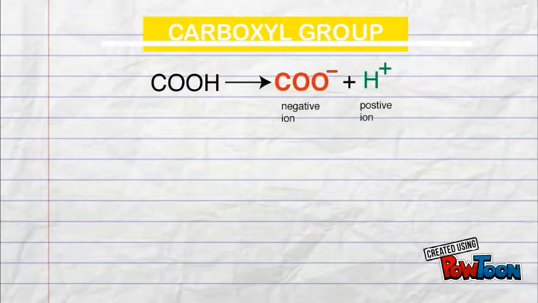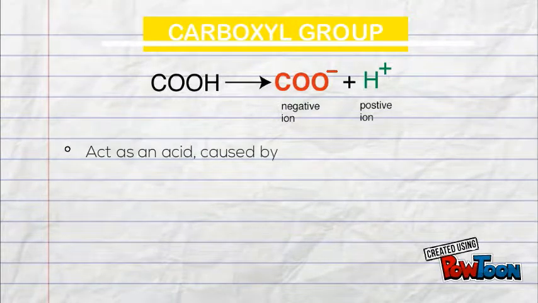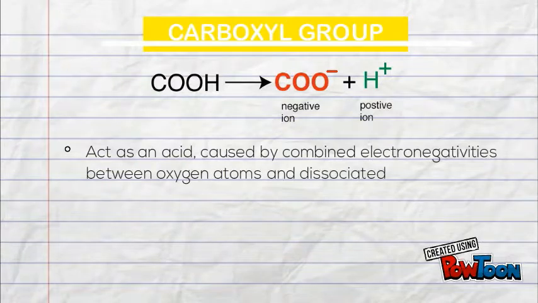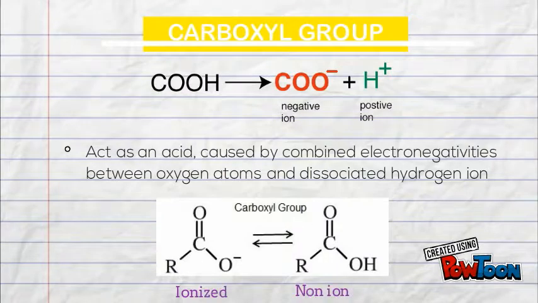Here is the dissociation of the carboxyl group into negative and positive ions. A carboxyl group acts as an acid because of the combined electronegativities of the 2 adjacent oxygen atoms that eventually increase the dissociation of the hydrogen ion. There are ionized and non-ionized forms.